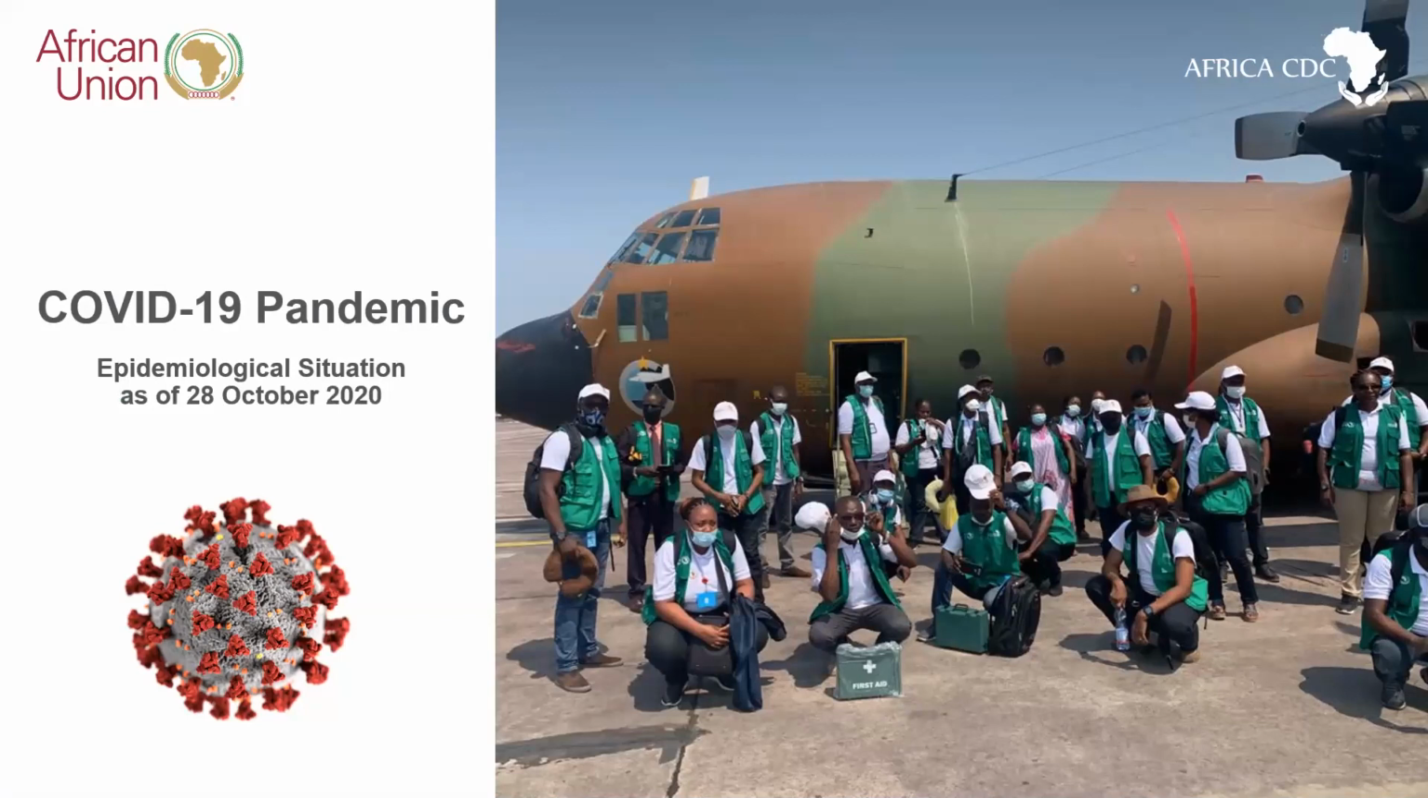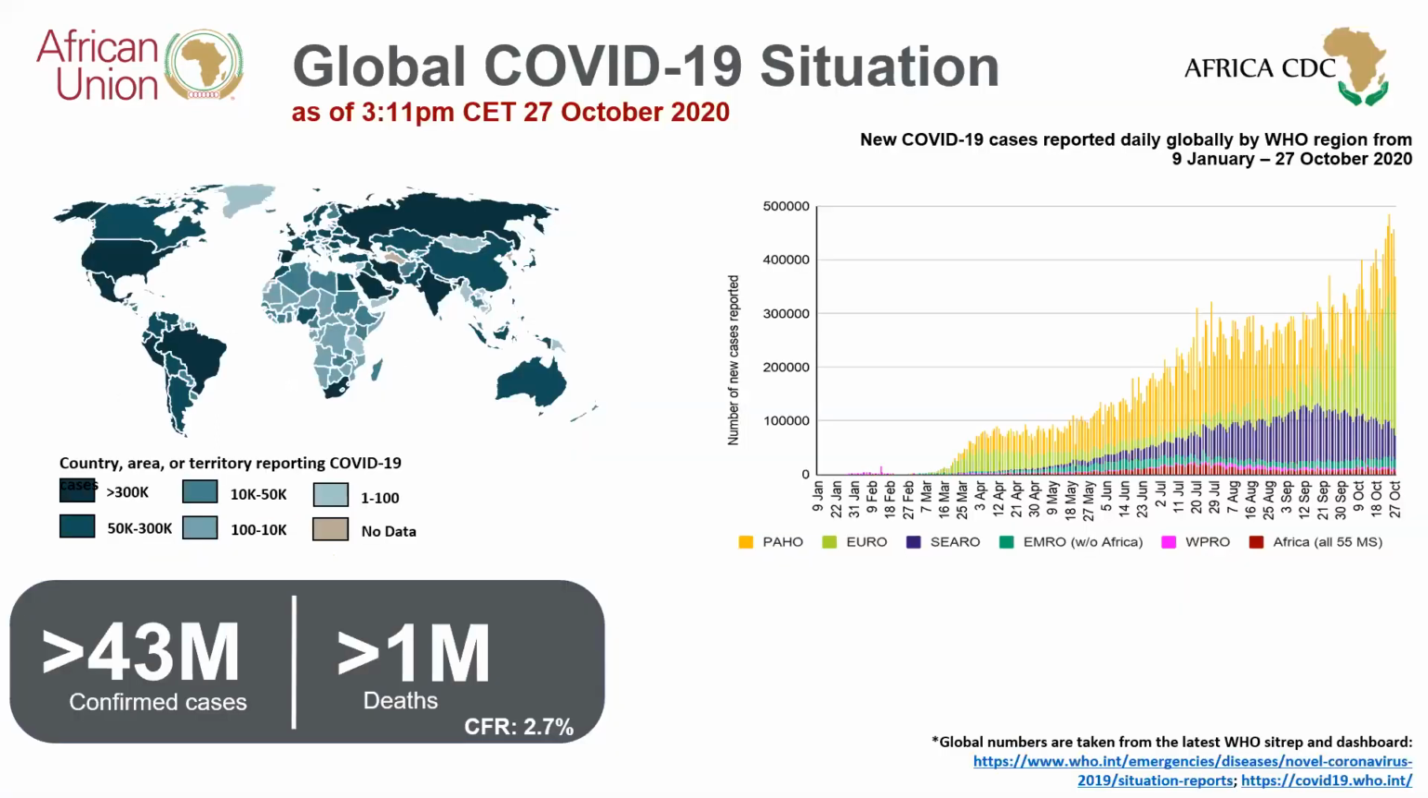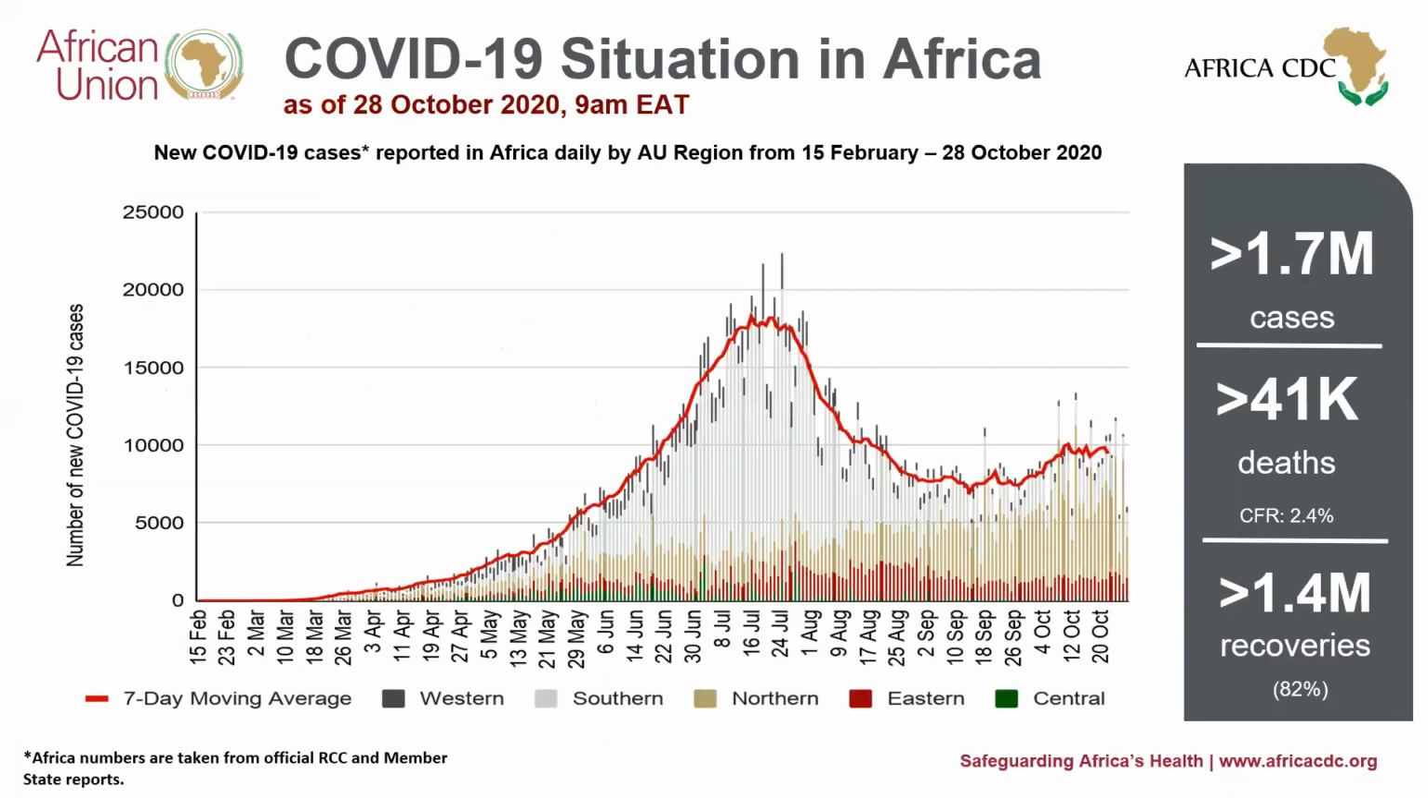So just quickly move, like I was talking about here, from the WHO data and by regions, we could see that most of the cases are coming from the Americas, and we can also see that cases are spiking again in Europe, and Africa has the least cases, represented by the red color in the graph. Then when we come down to Africa, our figures stand at 1.7 million cases as at this morning, and 41,000 people have died.